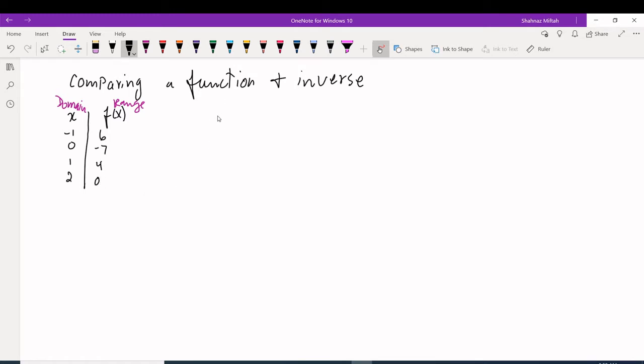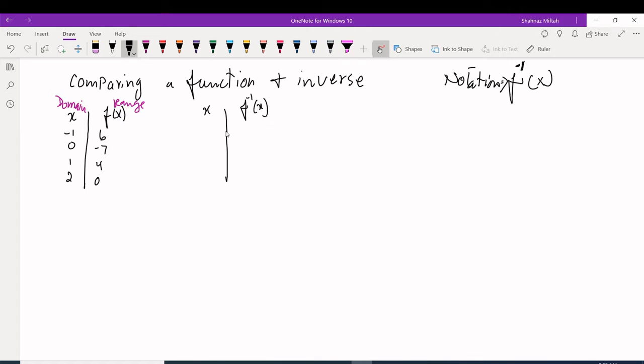Now let's get the table for the inverse. So this is x and this is inverse. The notation for the inverse function is always going to be like this, that's negative 1 on the top. So this is my inverse function.